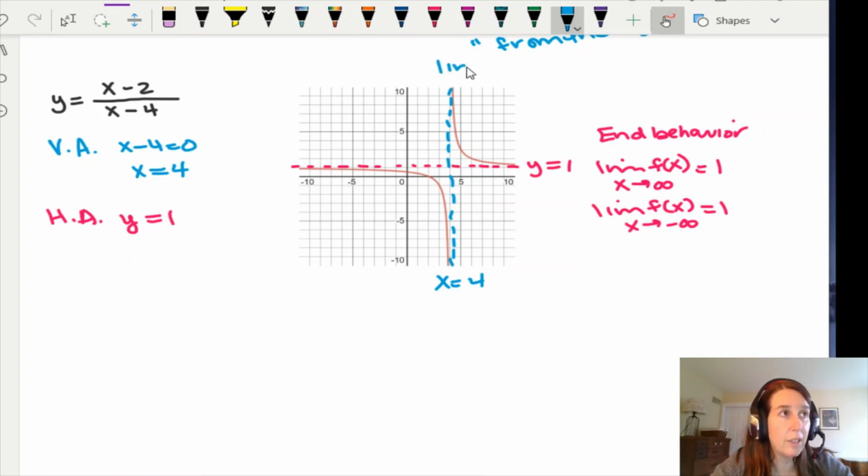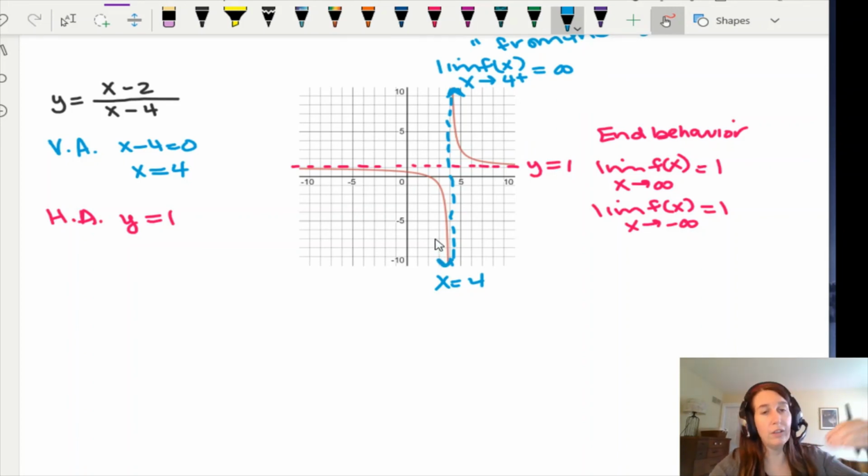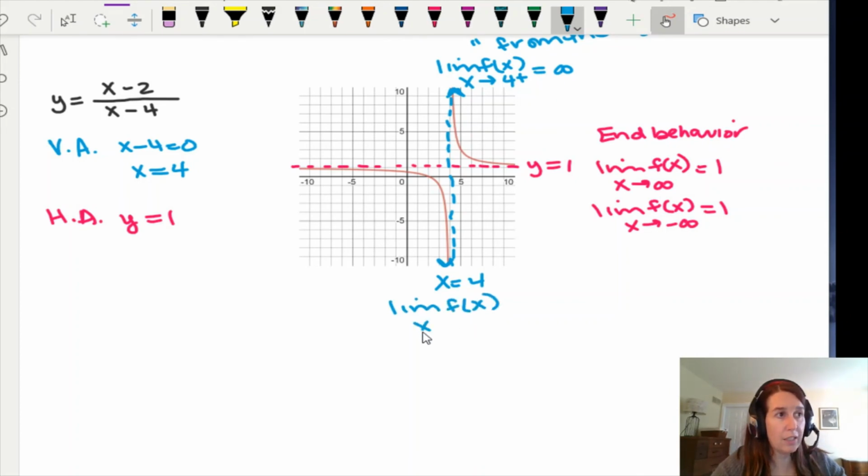So we're looking at the limit of the function as x approaches 4, right? And on this side up here, this is where we're looking at 4 from the right, from the positive side. So this is 4 plus. And notice that the graph is heading towards infinity, okay? Down here is where we're looking at 4 from the left side of the graph. So this is the limit of f of x as x approaches 4 with the little negative sign, which means from the left, and that is negative infinity. Okay, and that's all there really is to that.